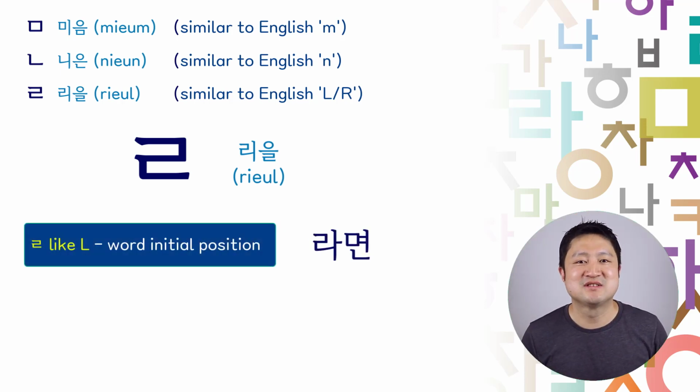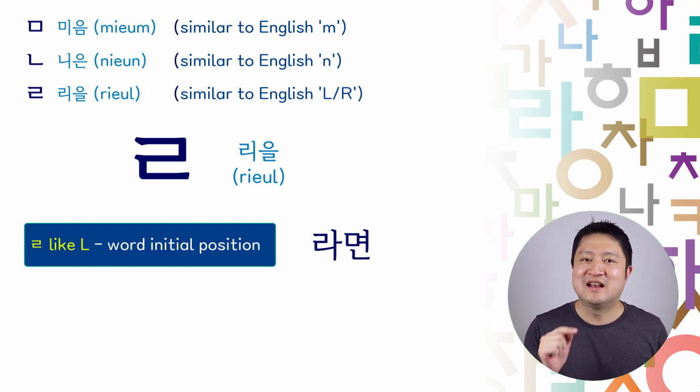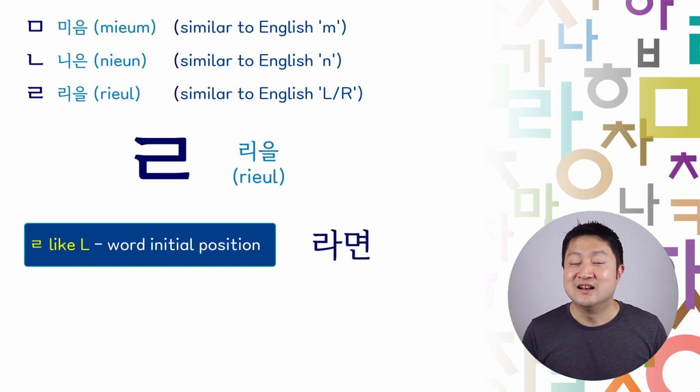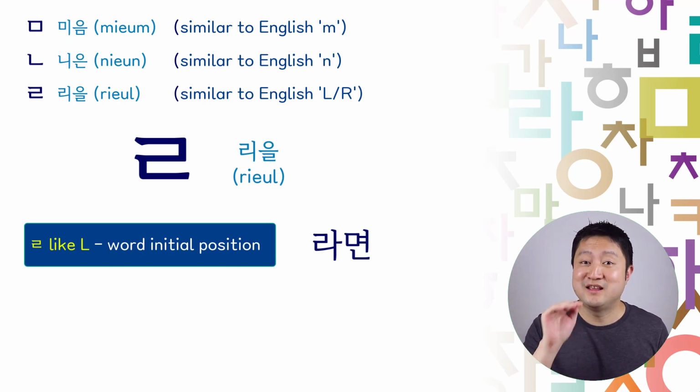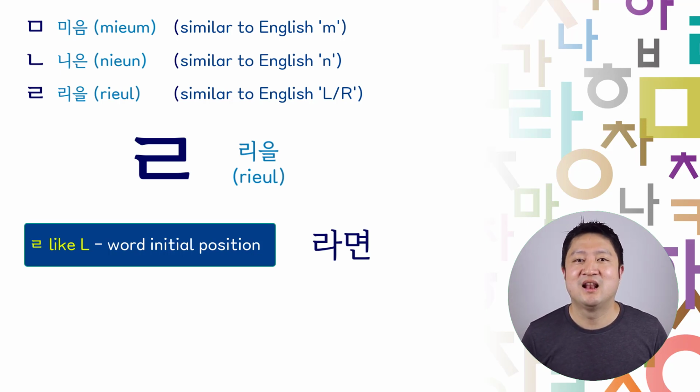리을 is like the L sound when it's used in the word initial position. So in this word 라면, which means ramen or noodle, 리을 is used in the word initial, as in the first syllable of the word. So we pronounce it like the L sound, with the tongue just behind the upper front teeth. So it's 라면, 라면.